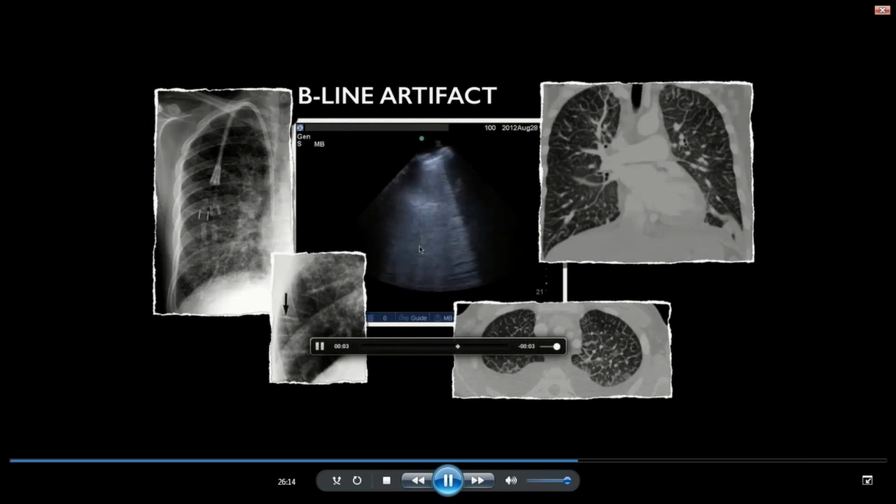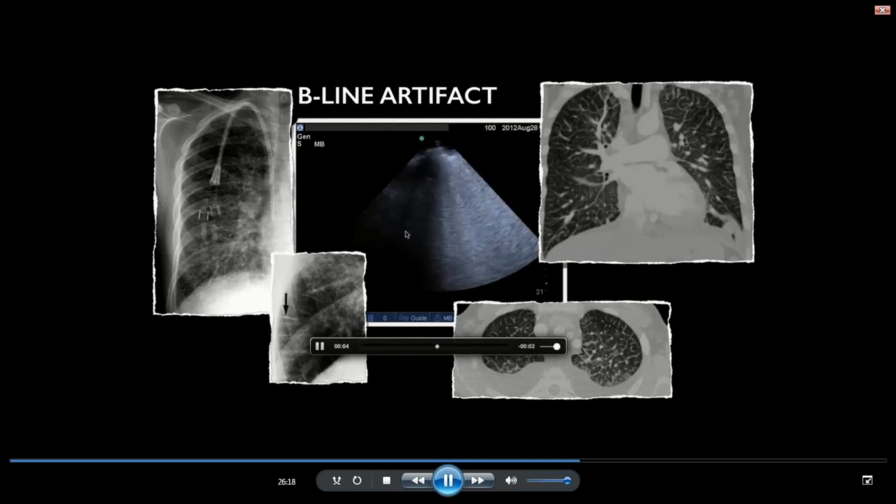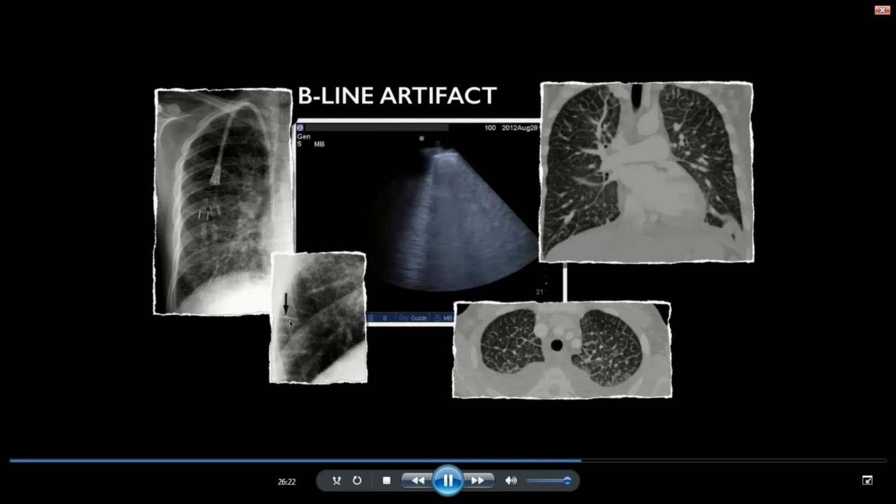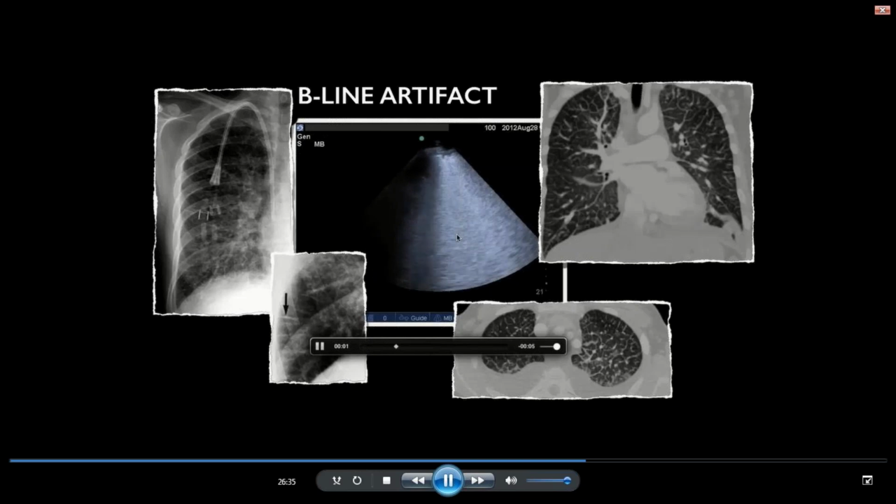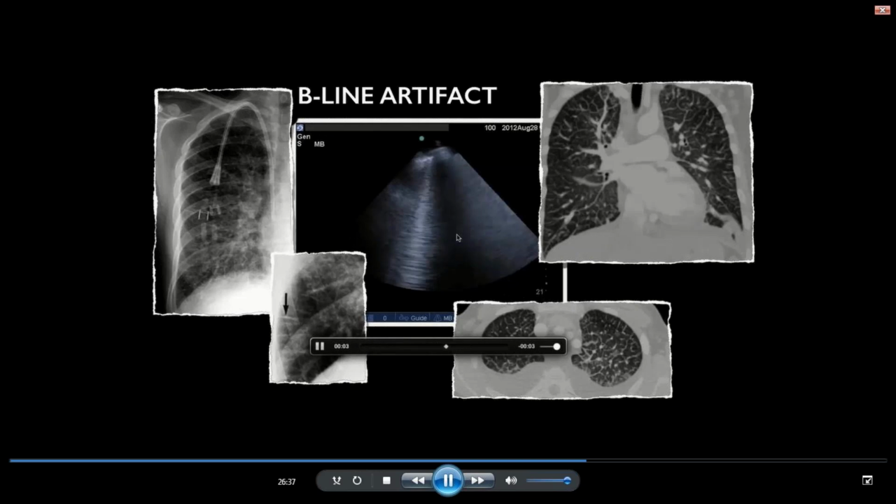And it's interesting that although semantically unrelated, B lines actually correlate with Kerley B lines that we are taught traditionally to look out for in patients with CHF on chest X-ray. And these are not easy to see on chest X-ray, but trust me, B lines can be easily seen with the help of handheld ultrasound at the bedside.